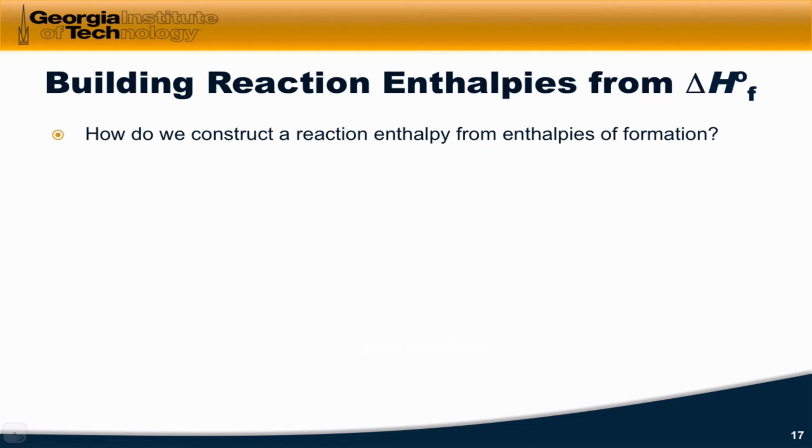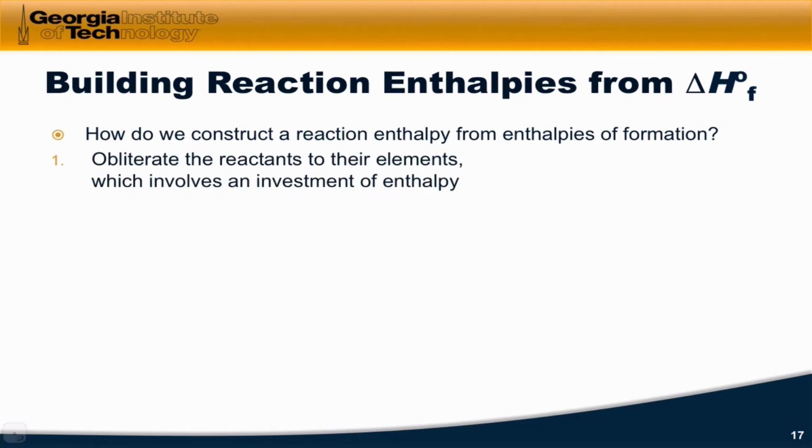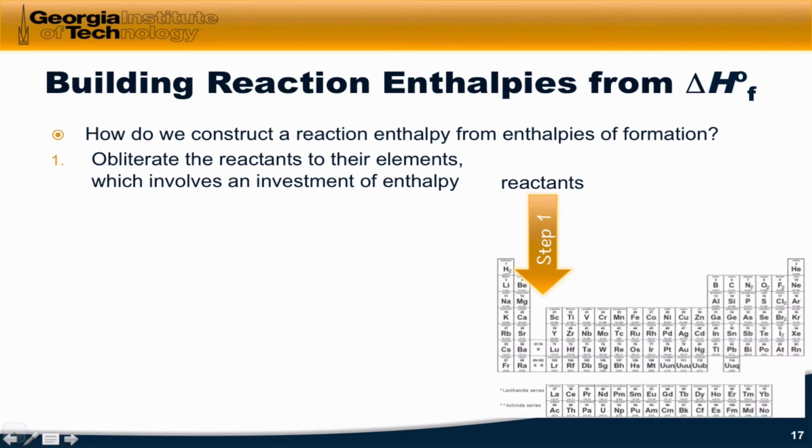How do we construct a reaction enthalpy from enthalpies of formation? Well, it's a step-by-step process that works like this. The first step is to obliterate the reactants, as I like to call it, back to their elements, and that's going to require an investment of enthalpy typically, right? So delta H's of formation are typically negative. We're going to have to input enthalpy, input energy, input heat in order to convert a compound back to its elements, which is the reverse of formation.